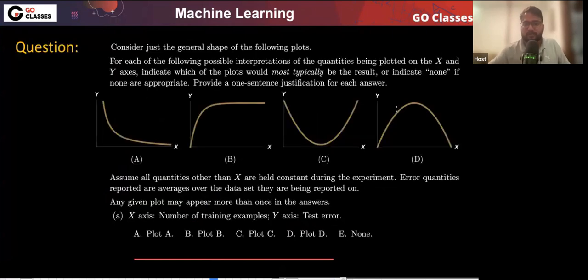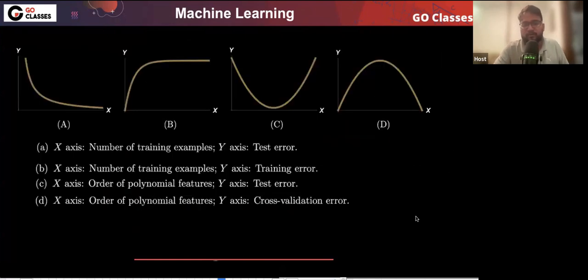Now let's just see this question. Okay, let me just read out this question for you. So what they are saying, suppose these are the four plots that they have given. Now they are saying that if the x-axis is the number of training examples and the y-axis is the test error, then which of the following plots is the best?